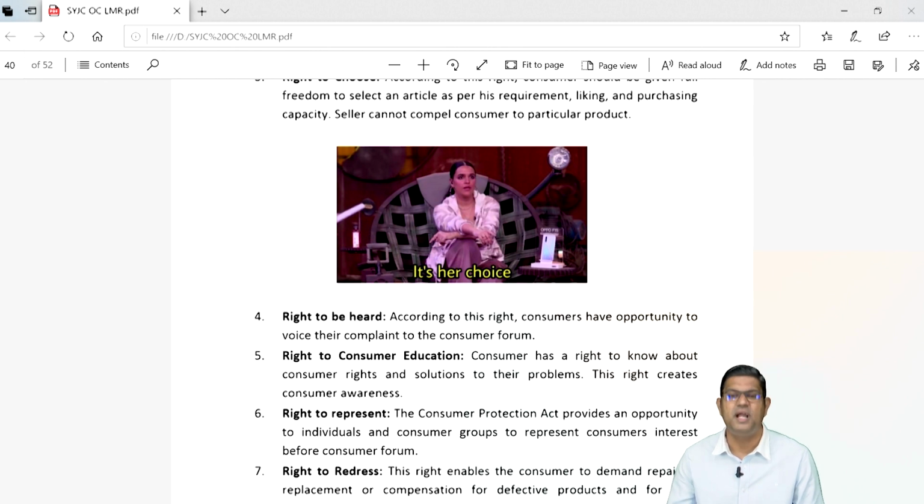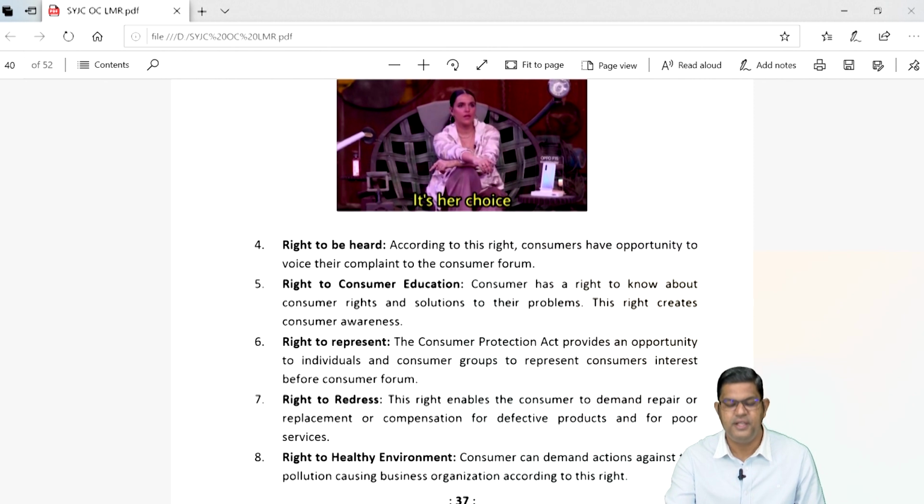He could be speaking about the suggestions for a development of a particular product, or he could be making a complaint for a particular product or a service. Now, as a businessman, when the consumer is raising his voice should be heard. And that is the right called as right to be heard. So, according to this right, consumers have an opportunity to raise their voice against the complaint to a particular consumer forum.